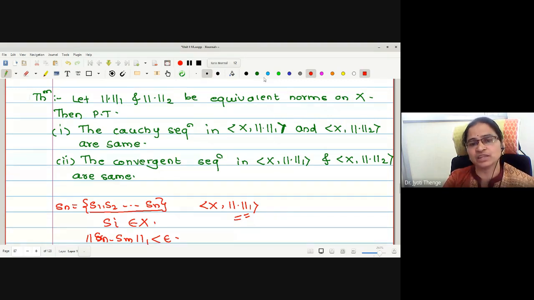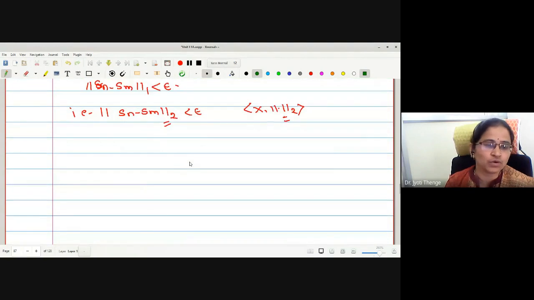Same is true regarding the convergent sequences. Therefore, to prove the Cauchy sequences are the same, what we will show? We will assume a given sequence is Cauchy with respect to one norm, and we will prove it is Cauchy with respect to the other norm as well. Okay? Is it okay to everyone?